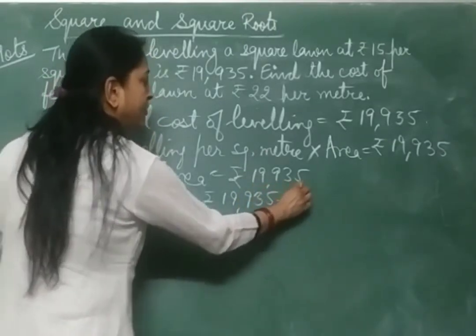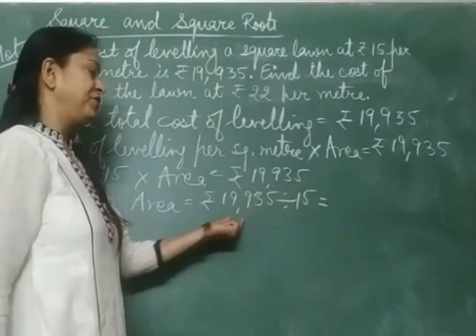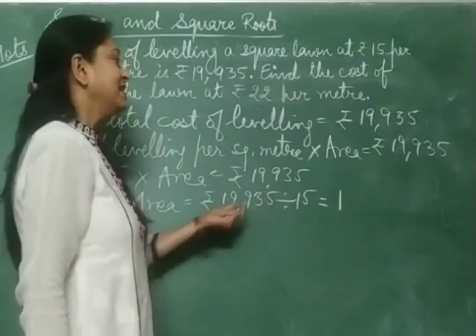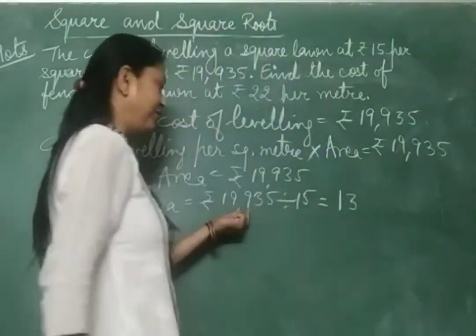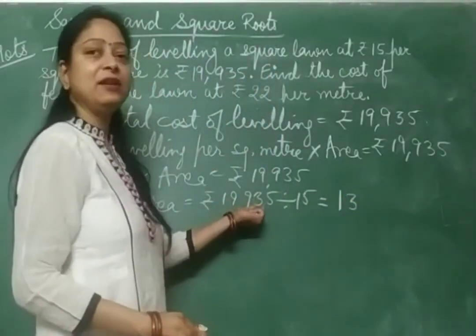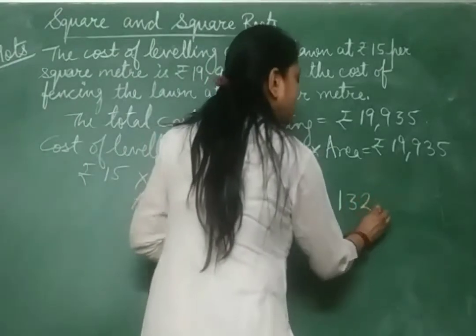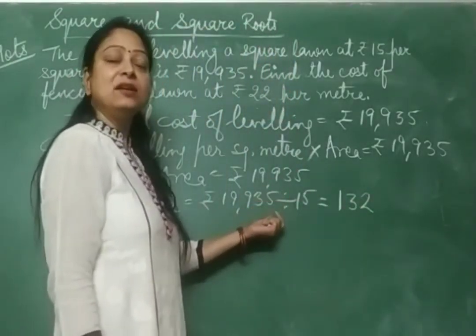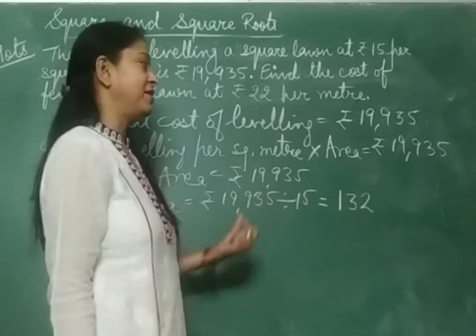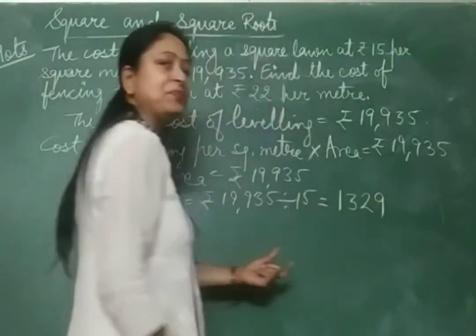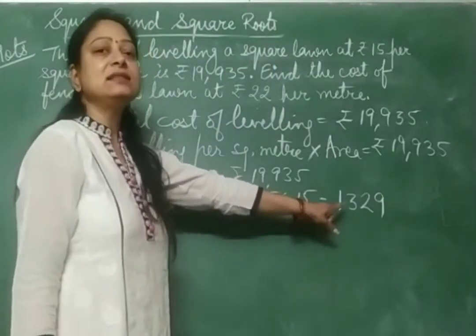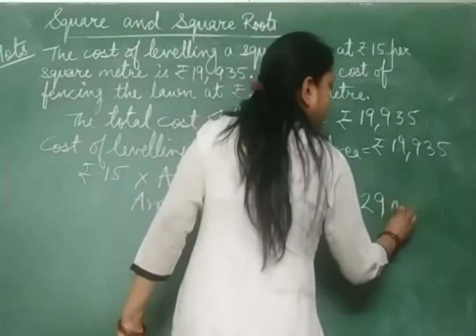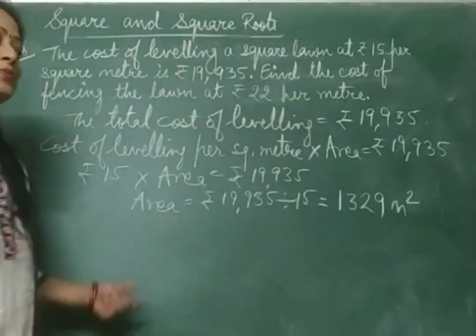19,935 divided by 15, and that is 15 ones are 15, 4 is remainder, 4 9 49, 15 3s are 45. Now again 4 remainder, 4 and 3 43, 15 2s are 30. Now I am left with 13. We bring down 5, that is 135, and 15 9s are 135. So this is the area of this square lawn, and we show the area by meter square.